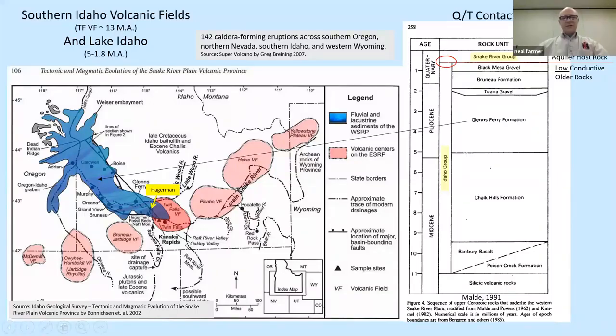Lake Idaho was about 150 miles long, mapped well in theory and in this publication to almost the Jerome area and Twin Falls, in this blue area. We're going to look at this area here. There was a sequence of caldera events and volcanic fields that occurred across southern Idaho, which is now underneath Yellowstone. The Twin Falls area one occurred about 13 million years ago. Lake Idaho is about 5 to 1.5 million years ago.